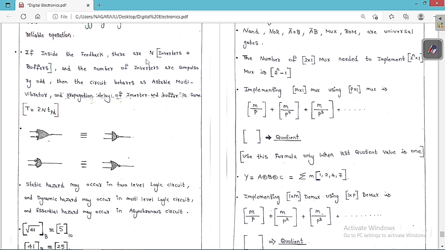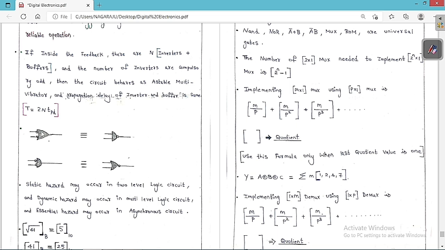So if inside the feedback there are n elements, the combination of inverters plus buffers, and the number of inverters is compulsorily odd, the circuit is going to behave like an unstable multivibrator. If the propagation delay of the inverters and buffers is the same, equal to TPD, then the overall time period is equal to 2n TPD.